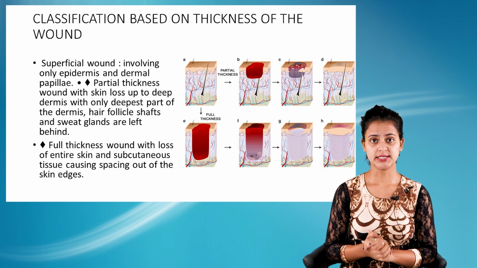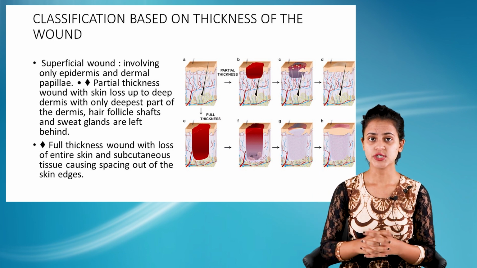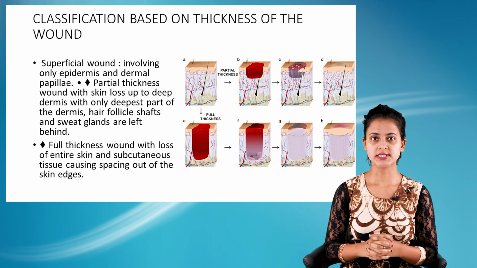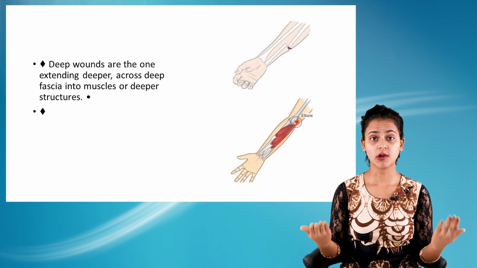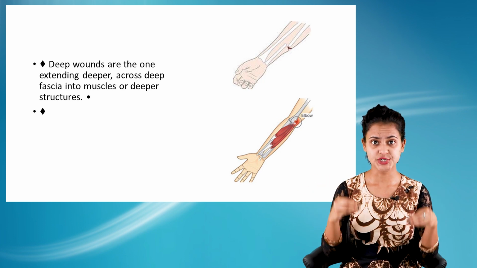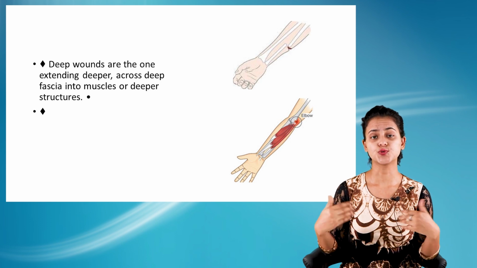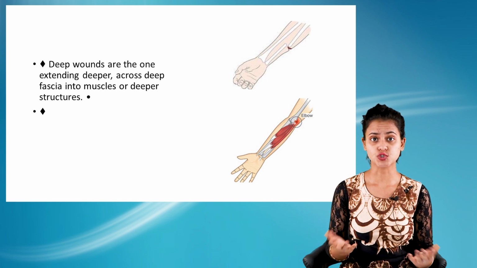So as we have learned here about the superficial wound, we have seen the partial thickness and full thickness superficial wound. Now we are going to discuss regarding the deep wound. So deep wound often will be involving the deeper layer of the skin. Even it can affect the deep fascia into the muscles, even into the deeper structures like bone, tendons and ligaments. Sometimes those also will be involved in deeper wound. So here we have learned regarding the classification of wound depending on its thickness, right? We have seen the superficial and deep wound.